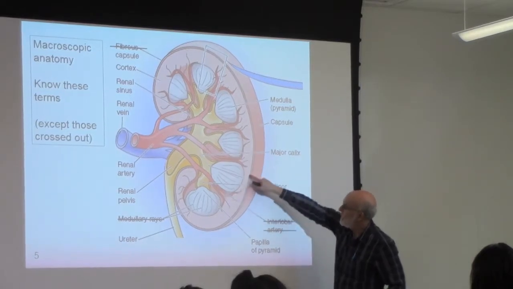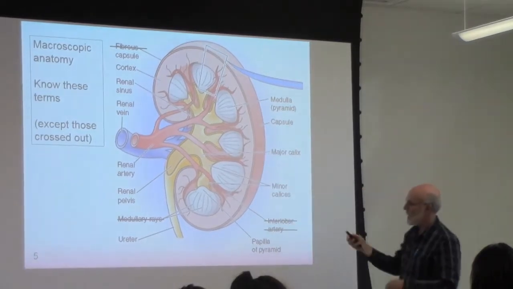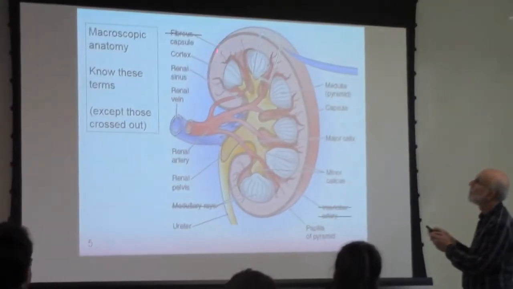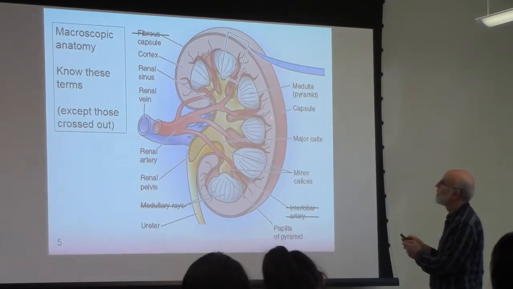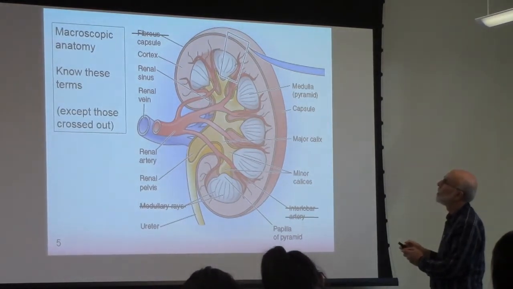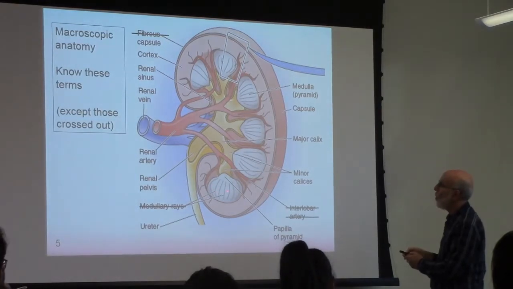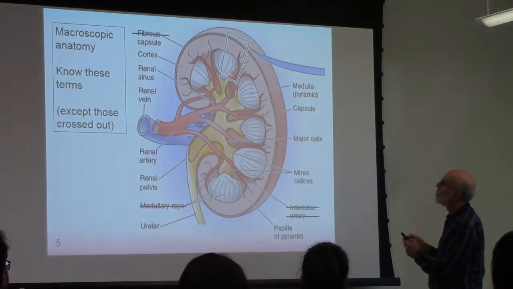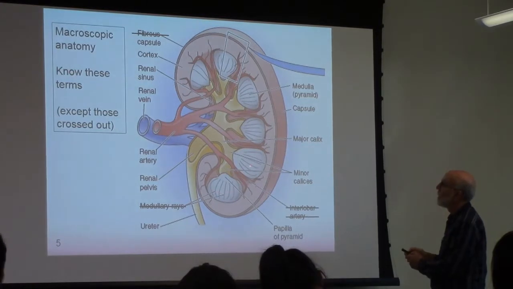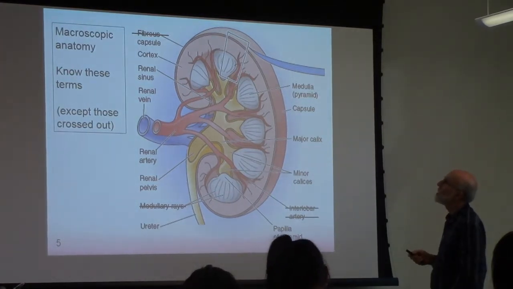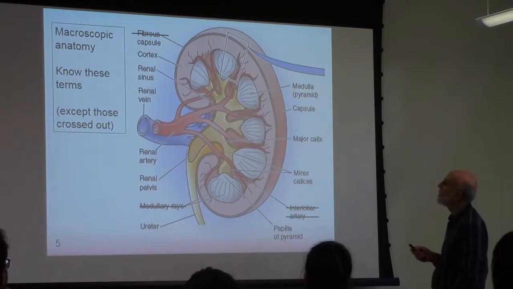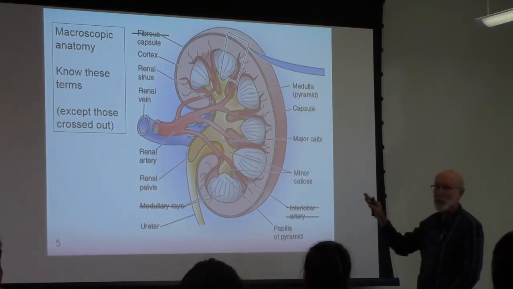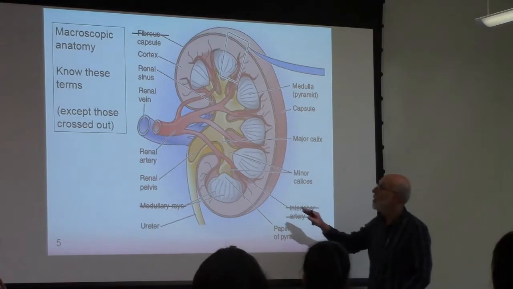Then the next layer is the cortex. So this whole layer here is called the cortex. Okay? Then this whole layer is called the medulla. And it's comprised of two structures, and only one of them is labeled on this slide. So you're going to decorate your slide with one additional label.